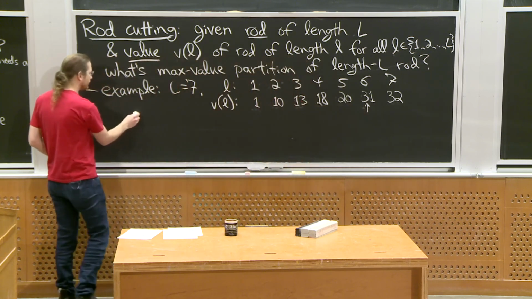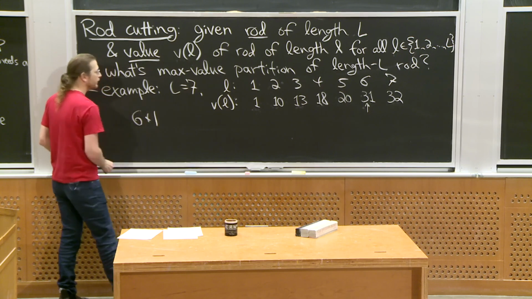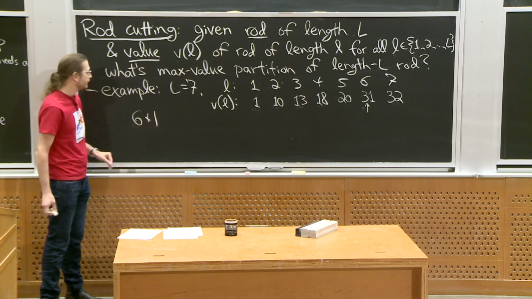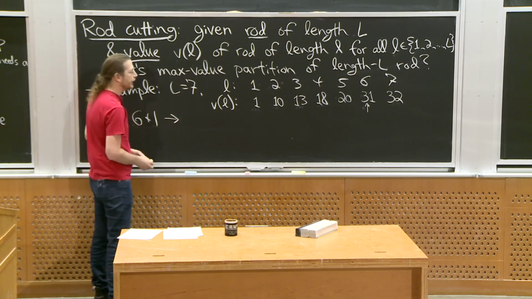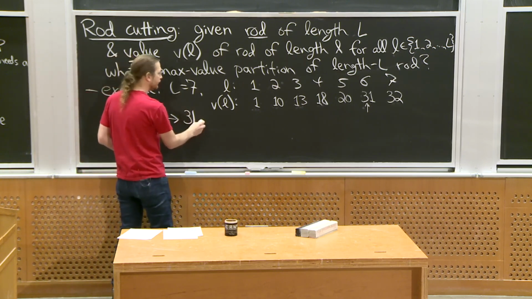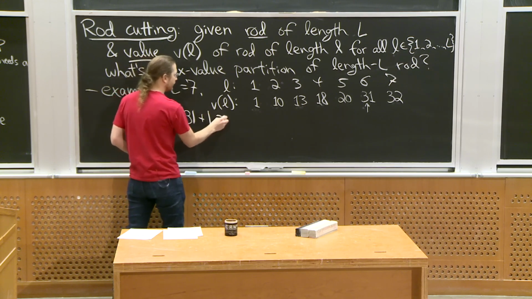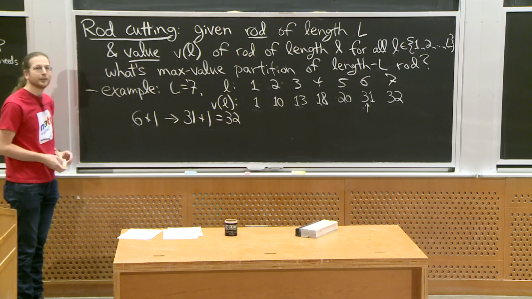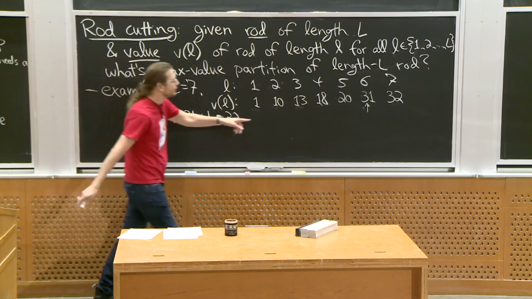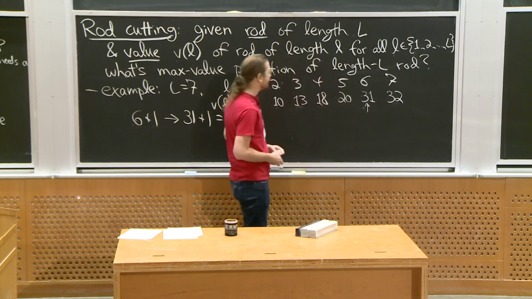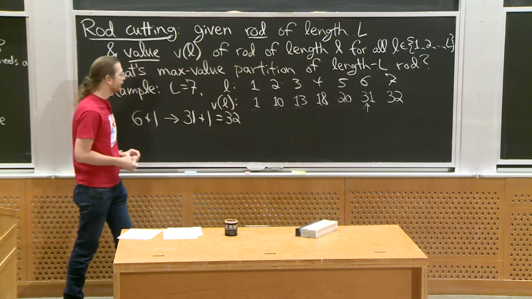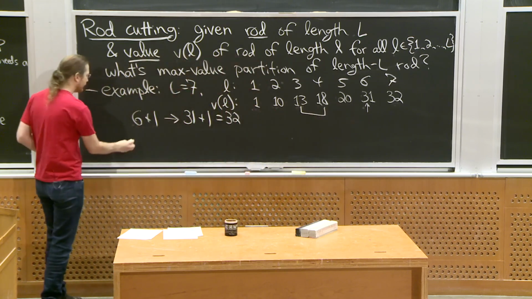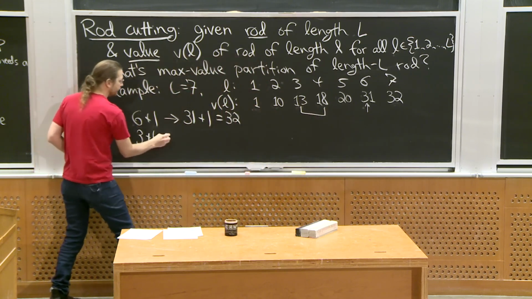And so one natural partition is 6 plus 1. I sell 1 rod of length 6, and that leaves a rod of length 1. And this will give me 31 for the 6 and $1, which gives me $32. But this turns out to not be the best, which is actually the same as if you just sold it outright. But in fact, you can do better by selling, this is not obvious, stare at it for a while, a 3 and a 4 also sums to 7.